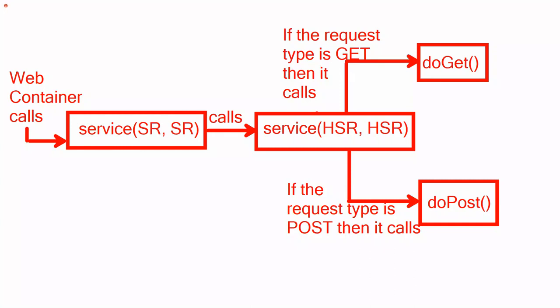The web container knows only the life cycle service method, that is service(ServletRequest, ServletResponse). That is going to call the non-life cycle service method, that is service(HttpServletRequest, HttpServletResponse). What this method does is check the request type. Which type of request came? If get came, then it calls doGet. If post came, then it calls doPost.